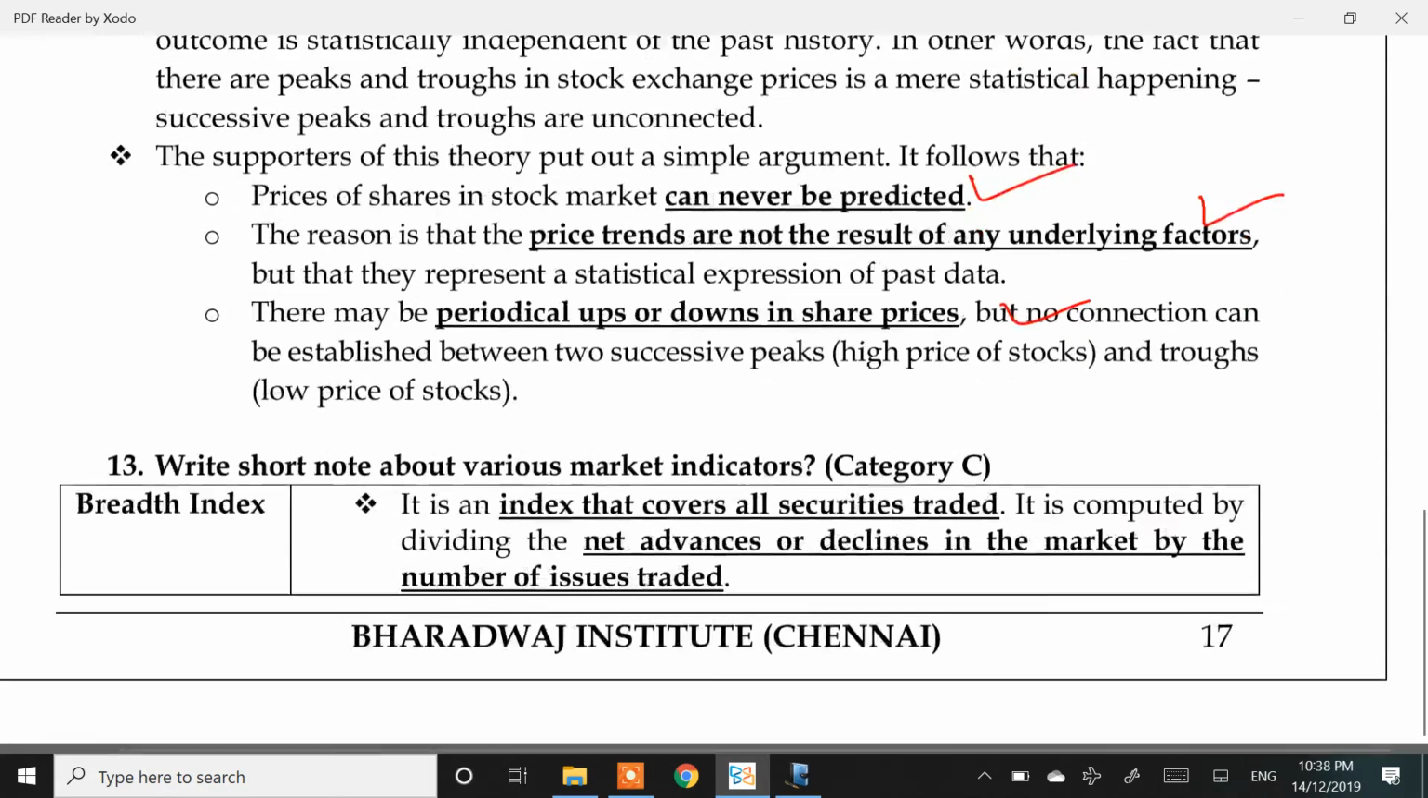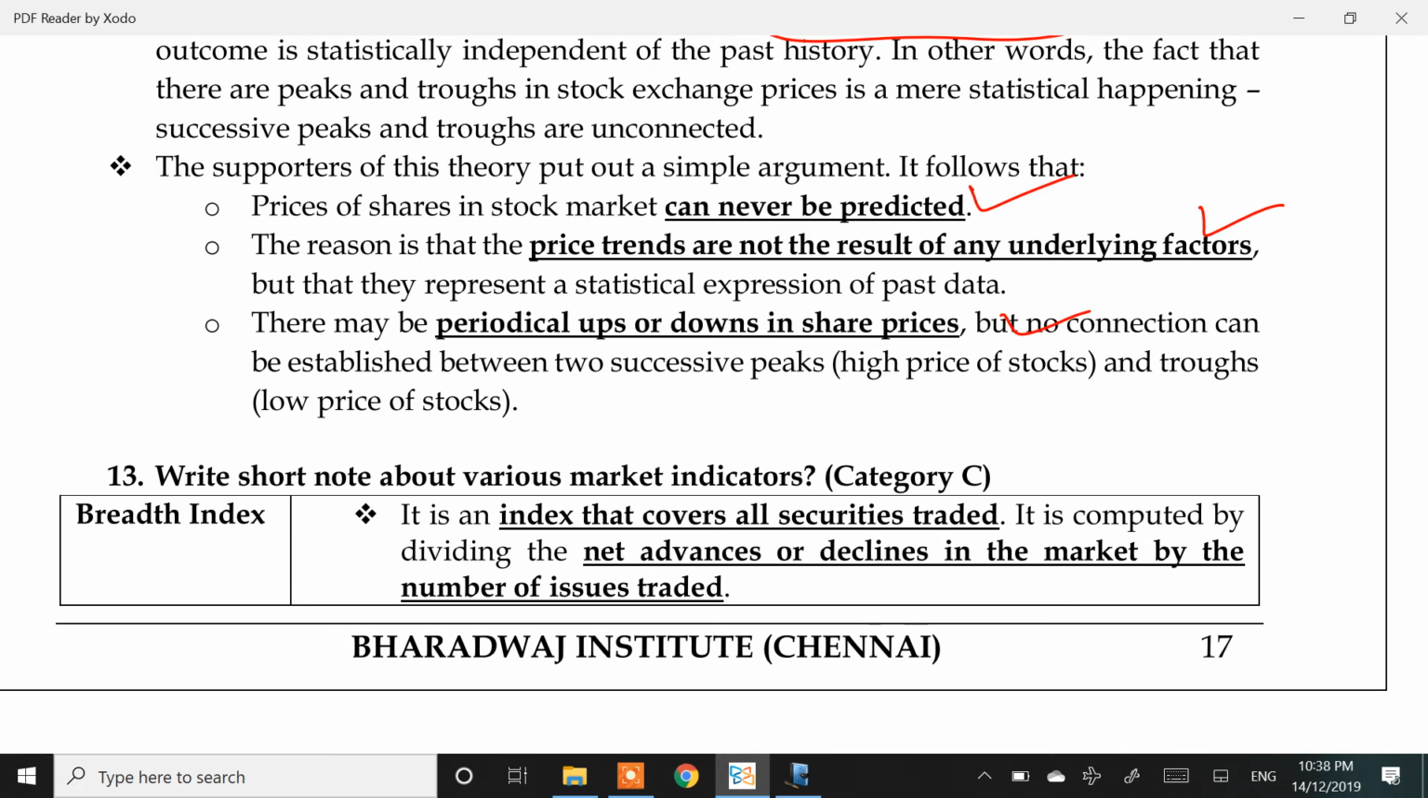The first indicator is the breadth index. Now what is the breadth index? It is going to cover all the securities which are traded, and we calculate it as net advances or declines. Either you go by net advances by number of issues traded, or net declines by number of issues traded.